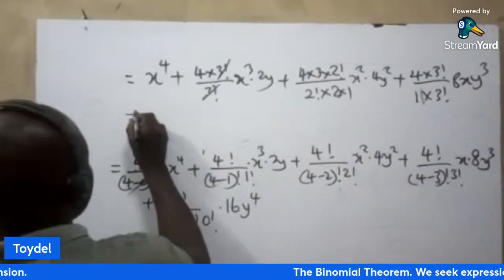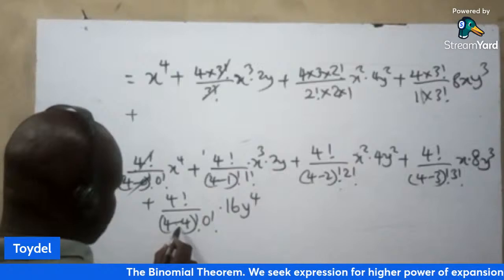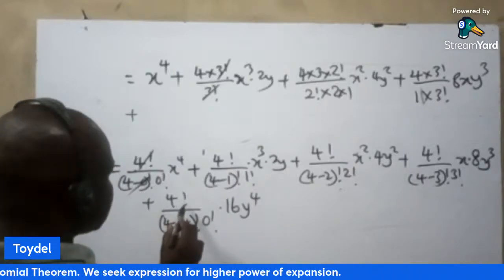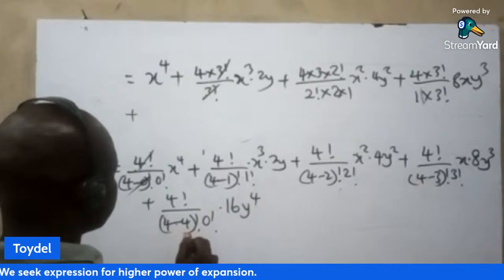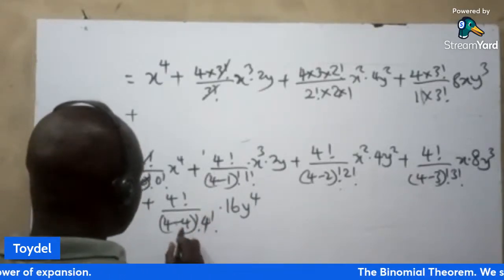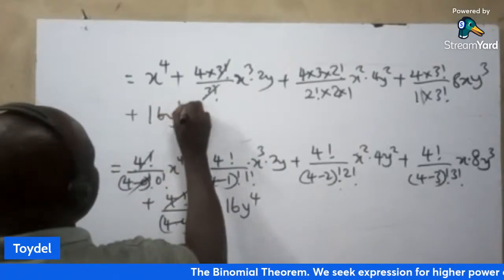Then lastly, I will have plus the one I have here, this is 4 factorial. 4 minus 4 is 0. So this is 4 factorial all over 4 minus 4 factorial. So 4 minus 4 is 0, 4 factorial becomes 4 factorial. At the end of it, I will have 16y raised to power 4.